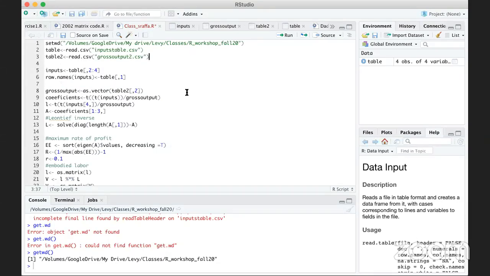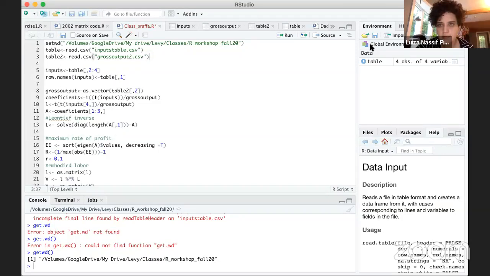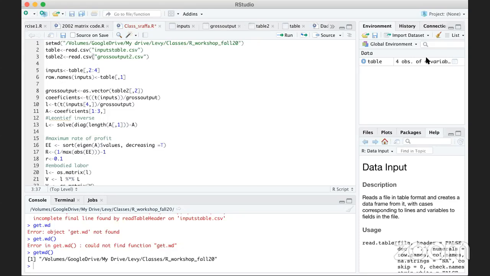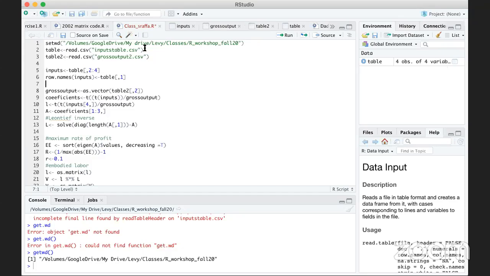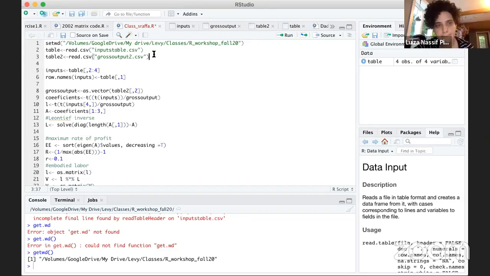I received Excel sheets from you. Did I miss something? I received Excel sheets of the table. Yeah, so these are the ones that I'm going to download. Rudy, your audio is cutting. I'm saying I received Excel sheets for the table. Are these the ones that we're going to use in RStudio, or did you send other emails? No, it's the Excel sheets. It's the CSV files, the input table CSV and the gross output CSV. Okay, so we need to upload those CSV files into our R.